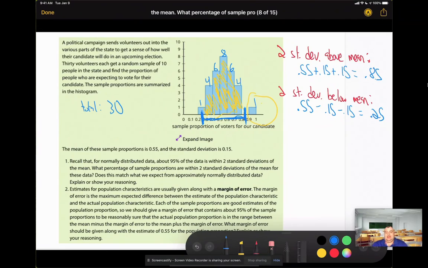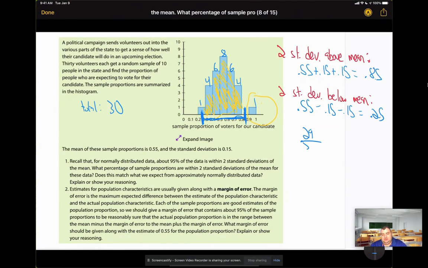So 29 out of 30. I'm just going to divide that on the calculator on my phone, and I get approximately 0.967, which is 96.7%. So to answer this question, what percentage of sample proportions are within 2 standard deviations of the mean for these data? We got 96.7%.